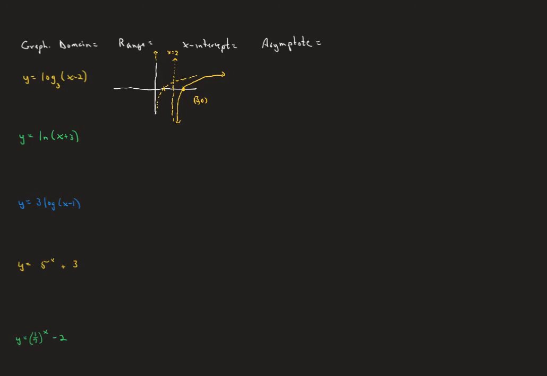Now you can see for this that our domain is going to be x strictly greater than 2, and that our range is going to be all real numbers.